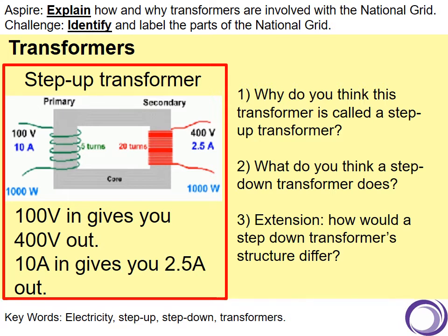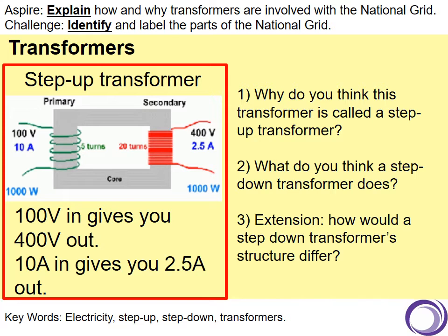Okay, so question 1, why do you think this transformer is a step-up transformer? As we can see, 100 volts goes in and 400 volts come out. So the voltage steps up, the voltage increases. Question 2, what do you think a step-down transformer does? Well, it would be the opposite of a step-up transformer. Therefore, in a step-down transformer, the voltage would reduce.